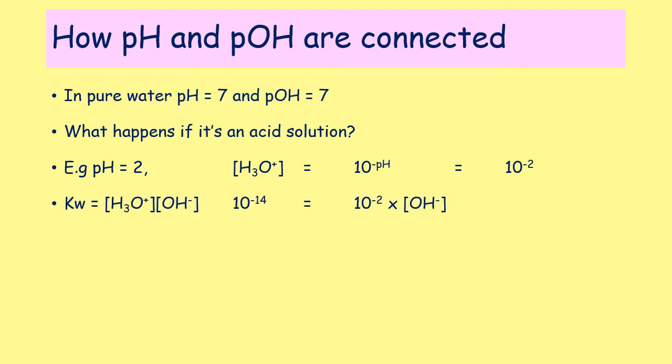From the ionic product of water, which is equal to [H3O+][OH-], we know the ionic product of water is 10 to the minus 14. We know that the concentration of H3O+ is 10 to the minus 2. We now want to find out what the concentration of hydroxide is. So what we need to do is divide each side by 10 to the minus 2. And that gives us that the concentration of OH- is 10 to the minus 12.